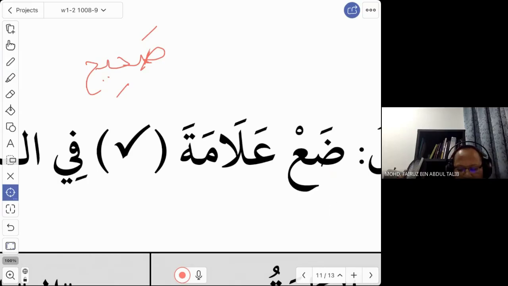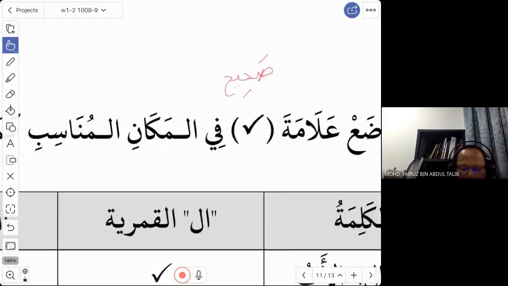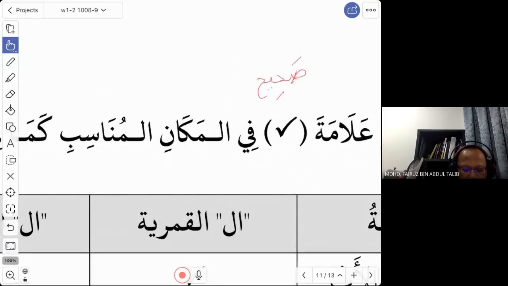Put the symbol of correct. Put the correct symbol. Da' alamata sahih fil makanil munasib. In the suitable place. Fi is in, munasib is suitable, makan is place.